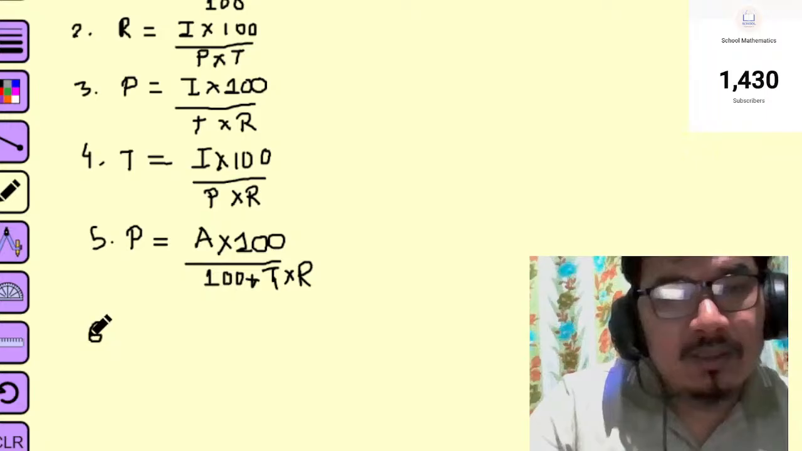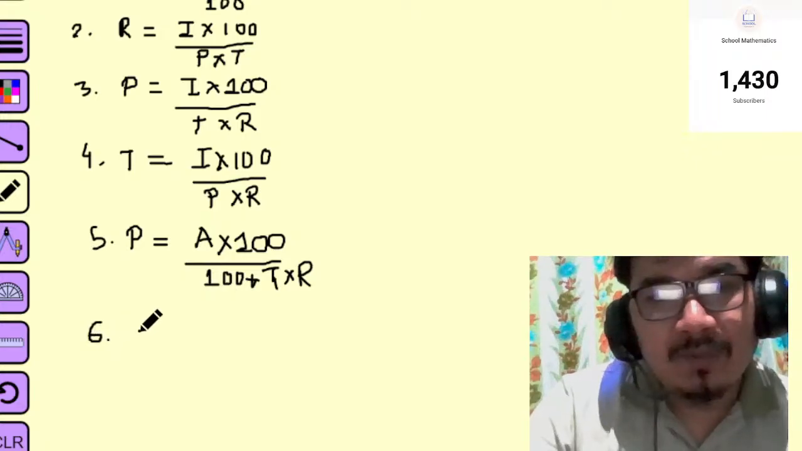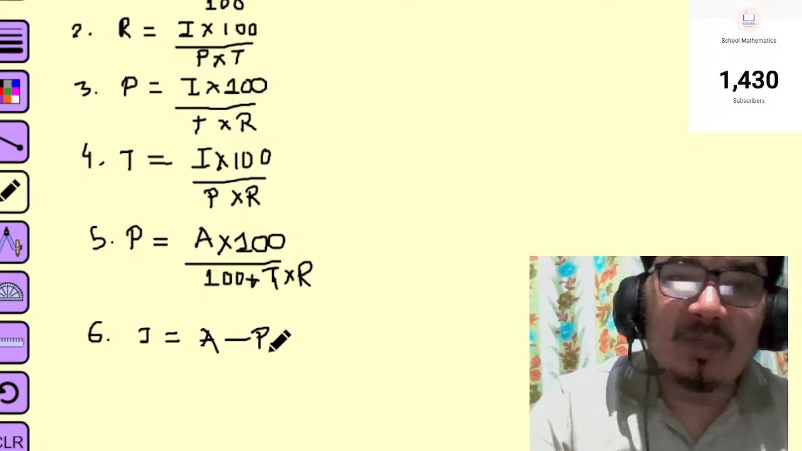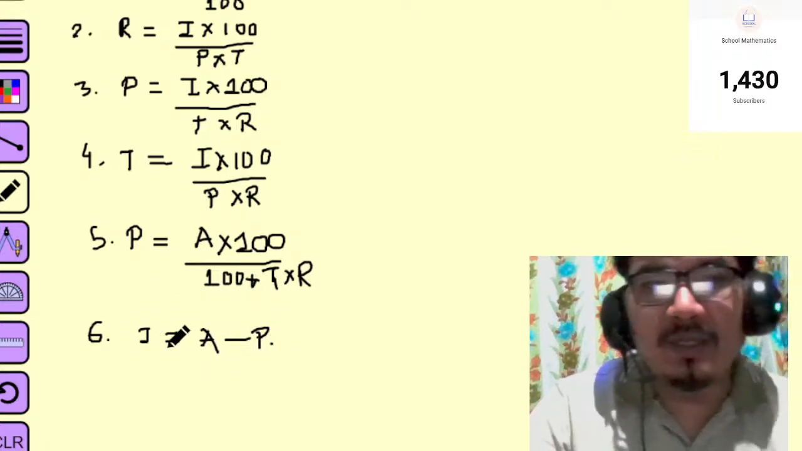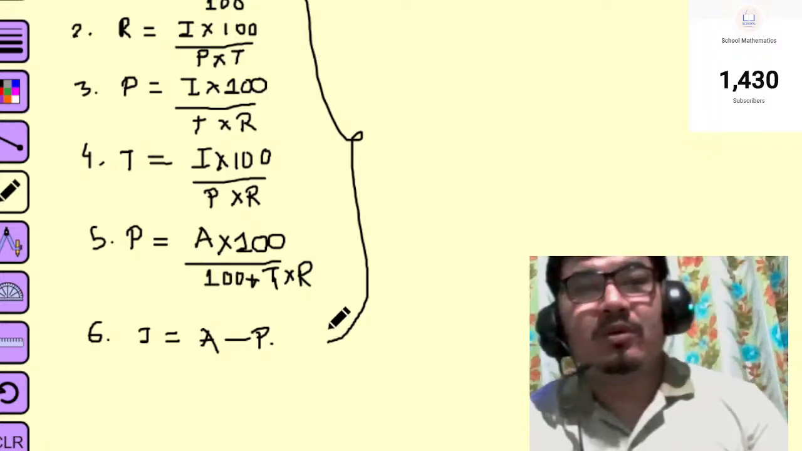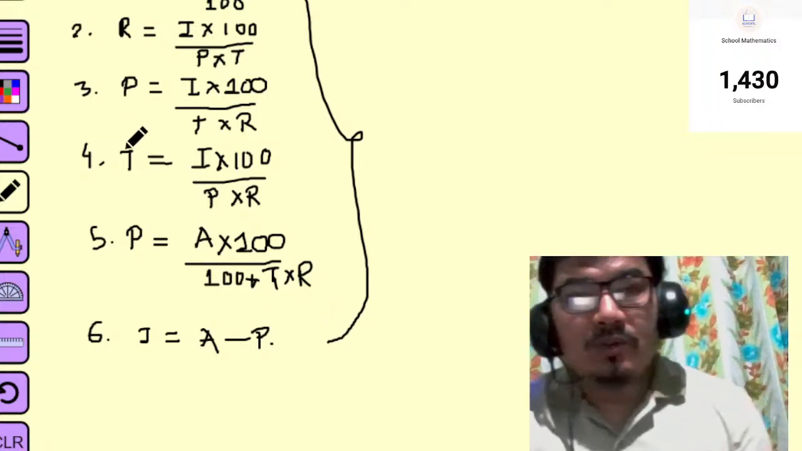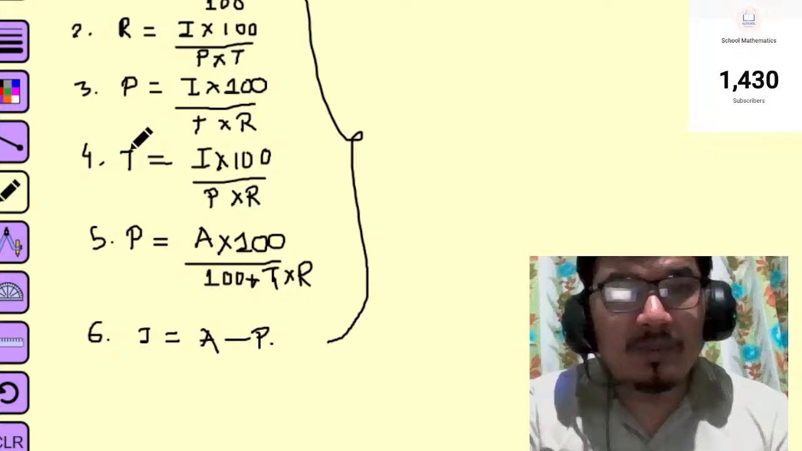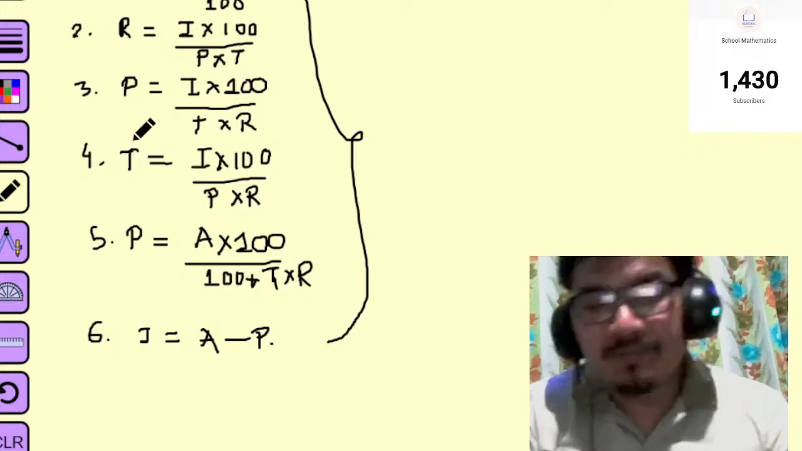And the last one: if amount and principal are given, first of all we have to find interest. That means amount minus principal you have to do. When you do amount minus principal, you get interest. These are the formulas which should be known while solving the questions of the topic simple interest.